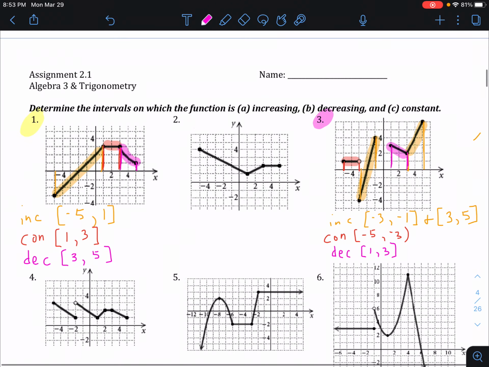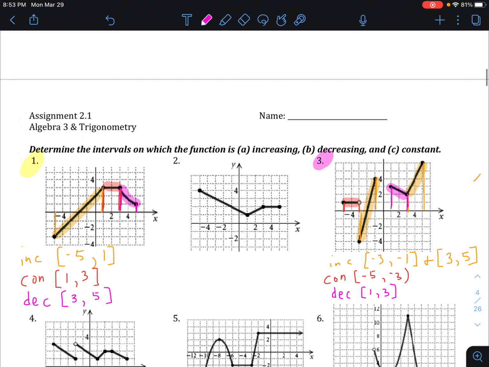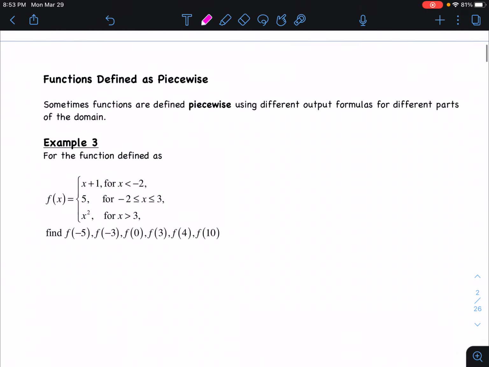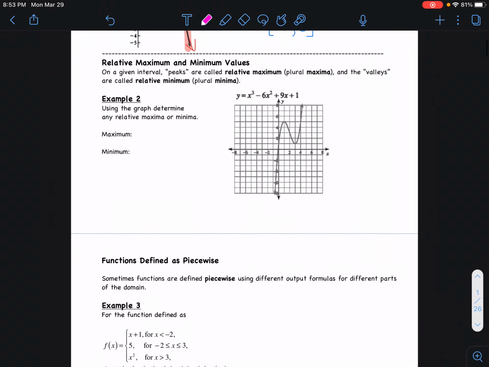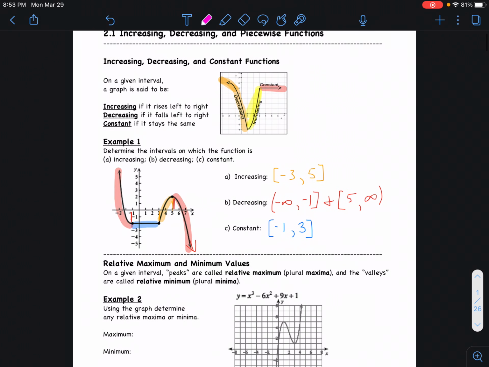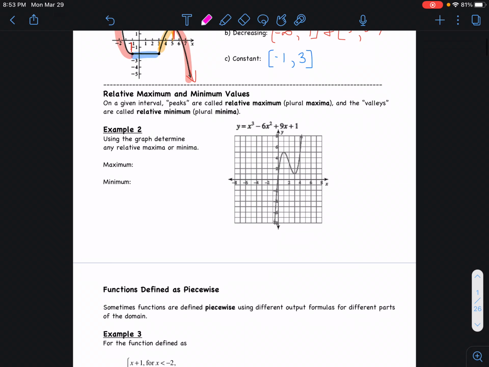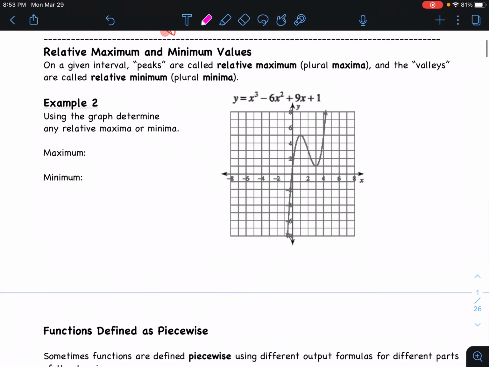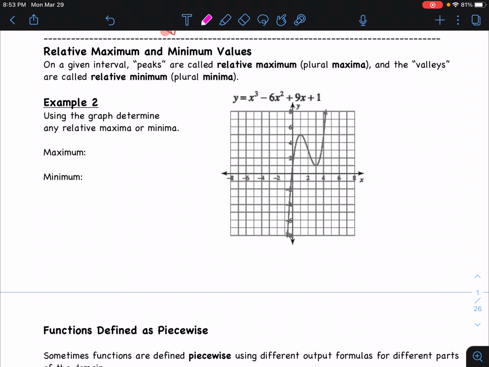Okay, so now you know how to determine what intervals are increasing, decreasing, and constant. Let's go back up, back to the beginning of the section. The next part sounds intimidating. It's very wordy, but it's a very easy concept. It's called relative maximum and minimum values.